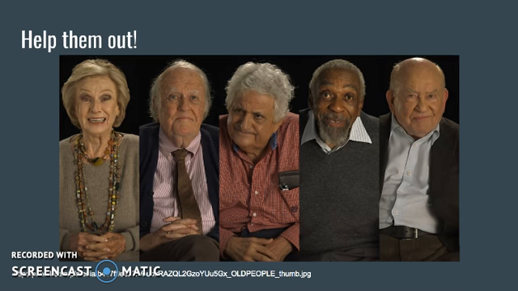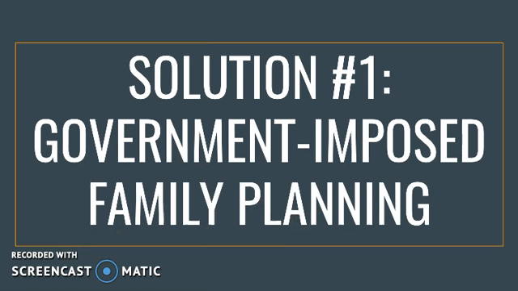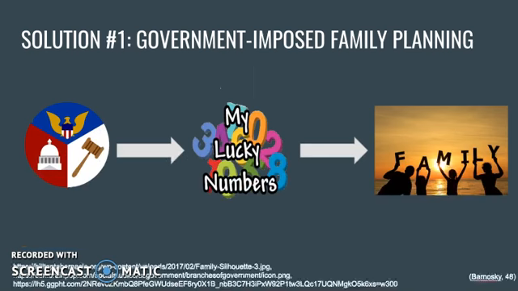However, the biggest reason of all for keeping at replacement rate is stopping population growth without sacrificing adequate care for the previous generations. If fertility rates drop below replacement values, there's suddenly an entire generation of citizens without enough people to take care of them in their old age. Which brings us to solution number 1, government-imposed family planning.